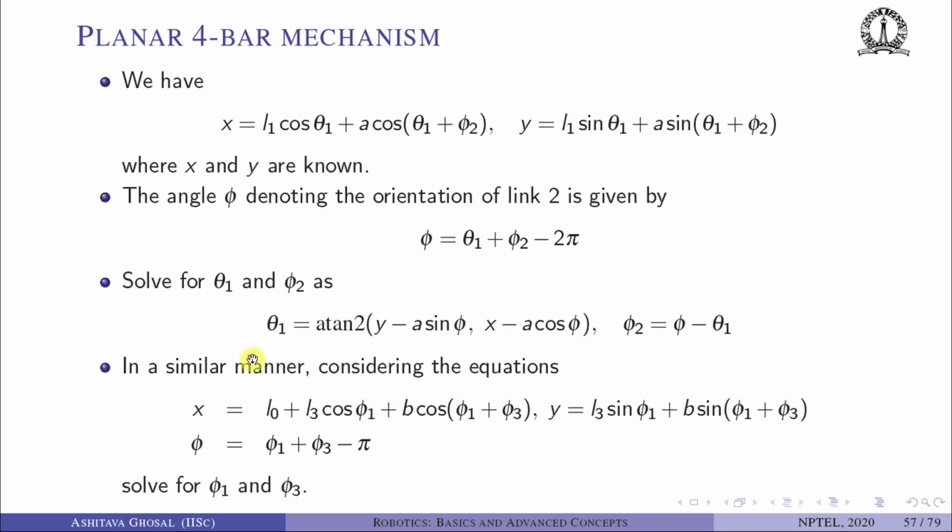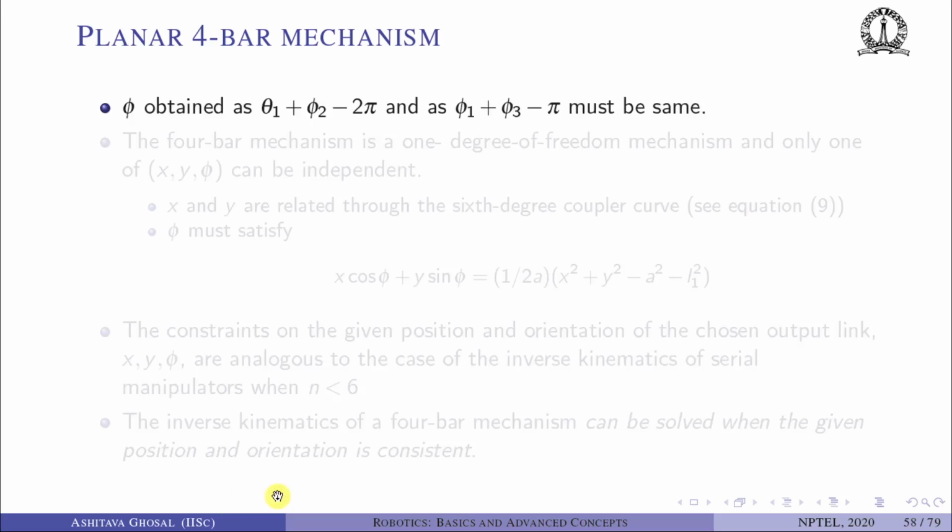In a similar manner, if we consider the other side, we can show x is L0 plus L3 cos phi and b cos phi 1 plus phi 3, and y is L3 sin phi and b sin phi 1 plus phi 3, and phi is phi 1 plus phi 3 minus phi. So x, y, and phi are given. So what do we have to solve for? We have to solve for phi 1 and phi 3.